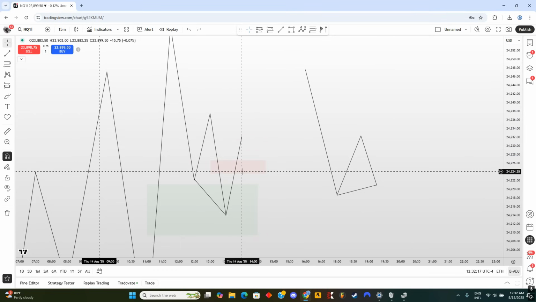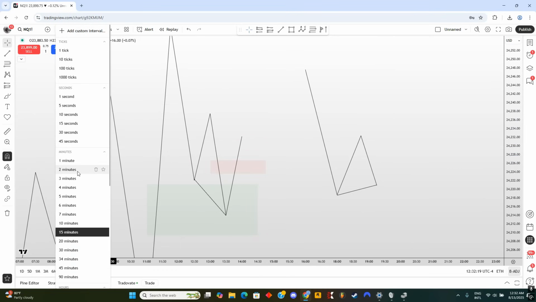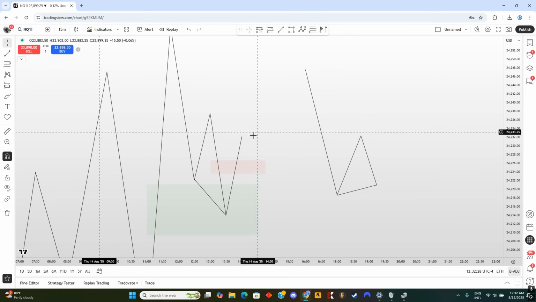So we only have a 1 minute fair value gap, 2 minute fair value gap, and 3 minute fair value gap. And we don't have a 4 minute fair value gap. If you don't have it on the 4 minute, then you stick to the 3 minute, the lowest one that doesn't have a fair value gap.